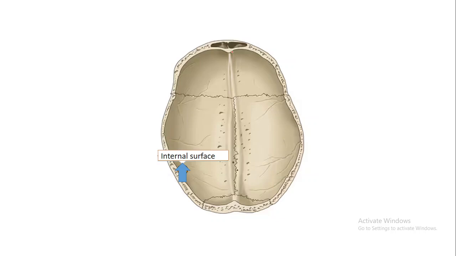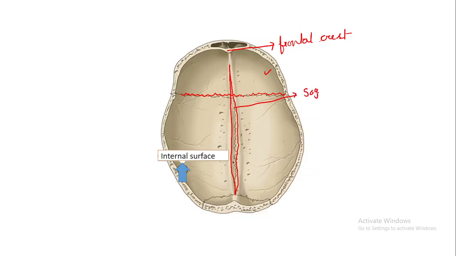If we start from the anterior portion, in the midline, in the most anterior portion, there is this frontal crest. So this is the frontal crest and this is the frontal bone. Then there is this suture between the frontal and the two parietal bones, which is called the coronal suture, as we have already studied. Then behind the frontal crest, from anterior to posterior part of this cranial vault, in the midline, there is a sulcus called the sagittal sulcus. So this is the sagittal sulcus.